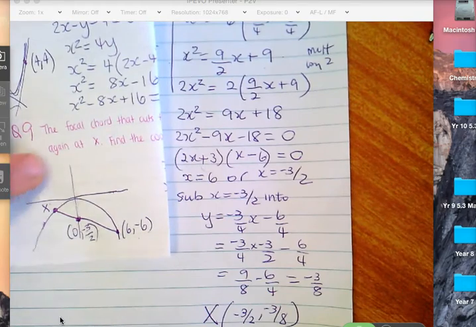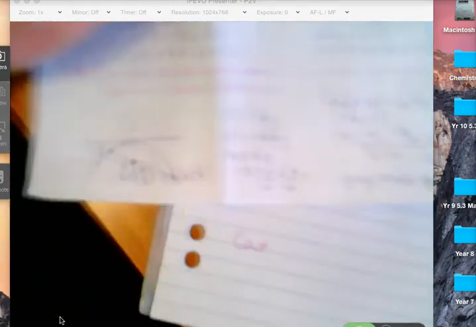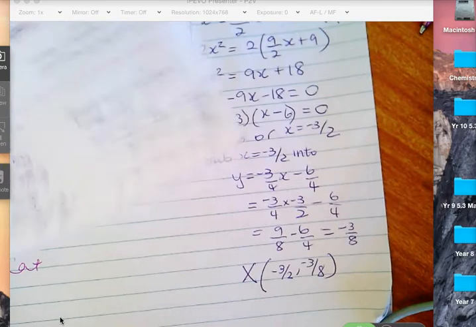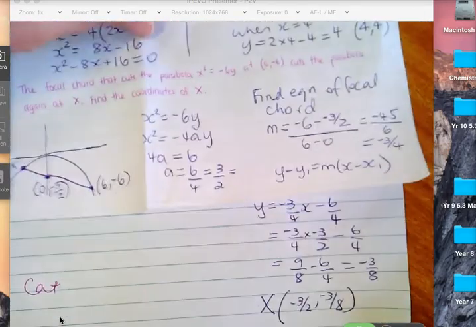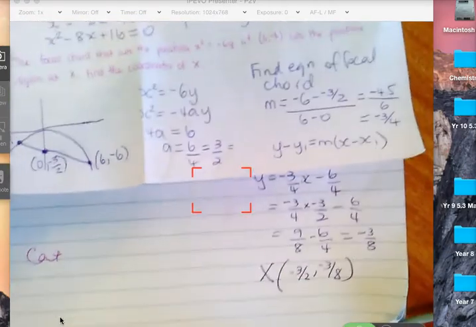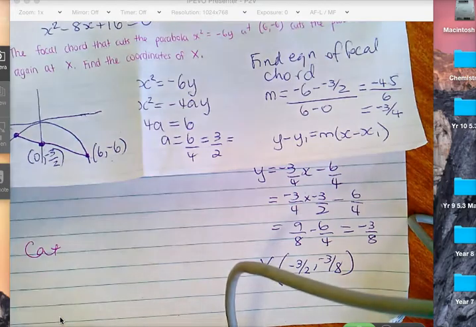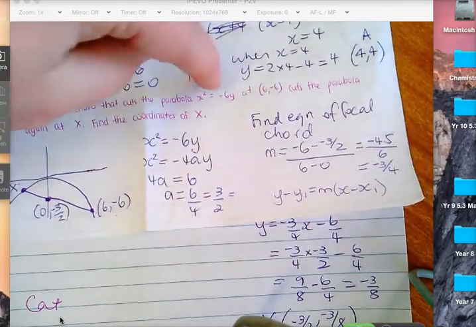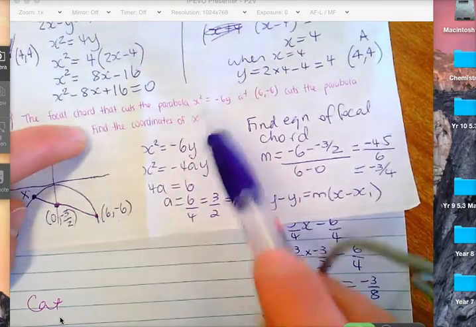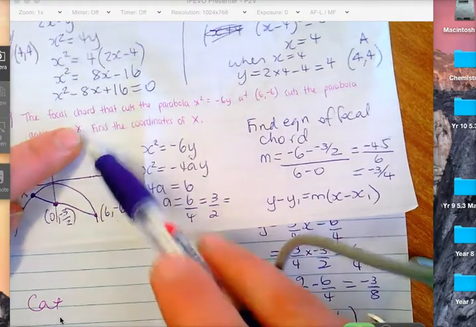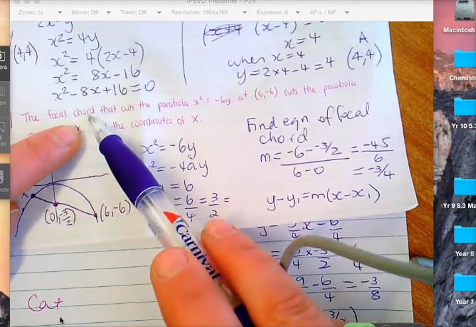Okay, and the hints on how to do it, do you need that? Yep. It talks about the focal chord cutting the parabola at one place and then another. So if you knew the equation of the focal chord, you could solve simultaneously with the parabola. So it's all about working out the equation of the focal chord.